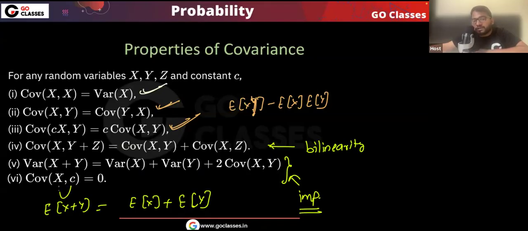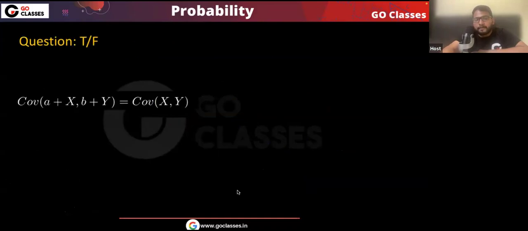And a constant doesn't co-vary with any random variable. So covariance of x comma c is 0. You can easily prove it. Instead of y, if you have c, then it will be the same quantity, so it will get cancelled out. Very easily you can prove it. Okay, so let's do some practice with these properties so that they are very handy to you. Tell me, is this true?